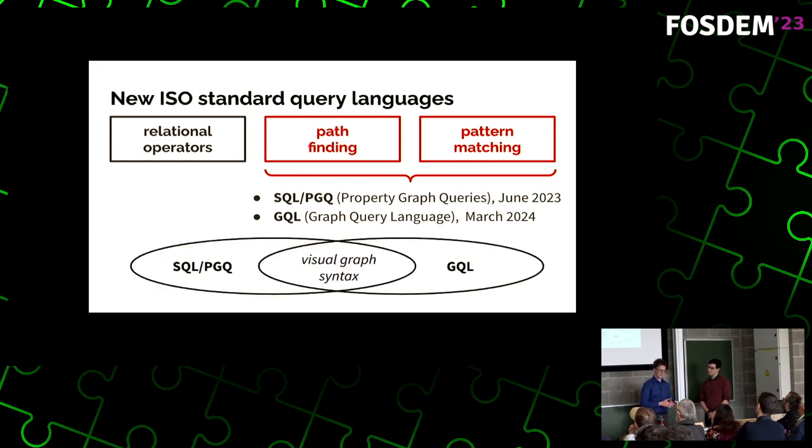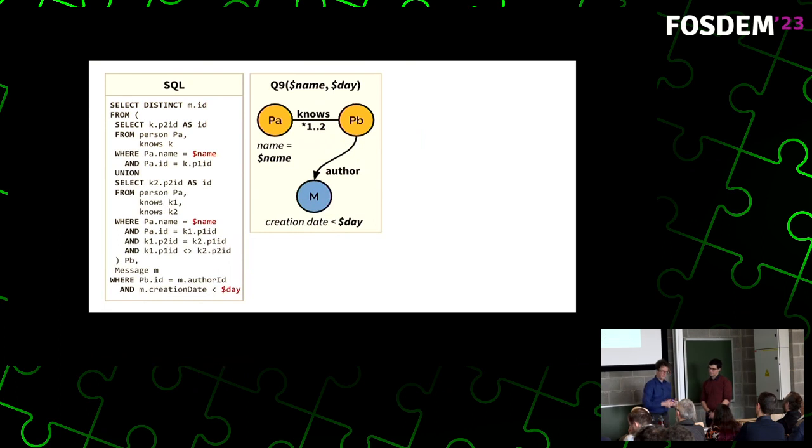We are happy to report that even though we have two new languages, the pattern matching core of them, the visual graph syntax that we all know and love, is going to be the same. So users can port at least those bits of their queries. To give you a taste of how this will look, here is Query 9 that David presented in the Social Network Benchmark interactive workload.